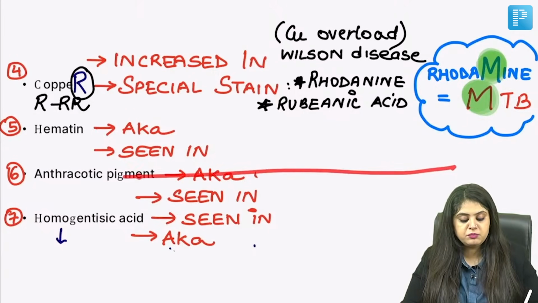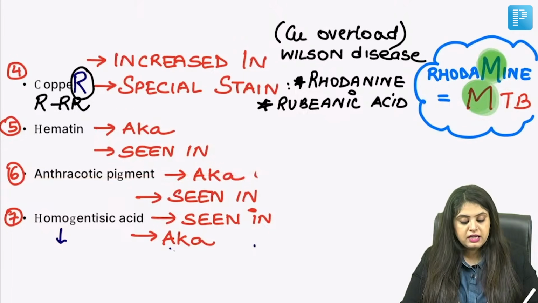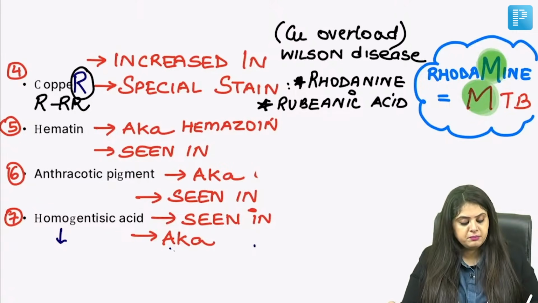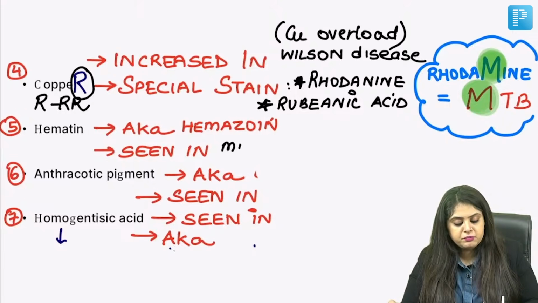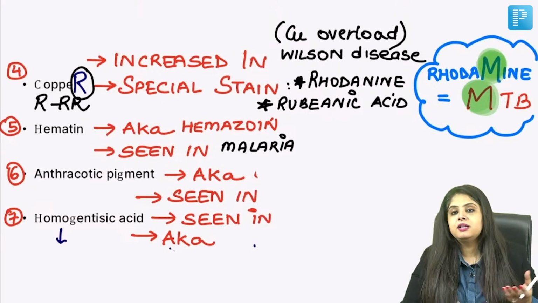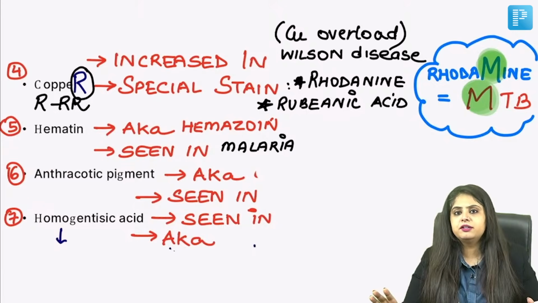Now let's come to the next pigment, hematin. Do you know the other name of hematin pigment is hemozoin? It sounds very difficult, but it is formed in a very simple disease, and that is malaria. Every rainy season when people have malaria infection, which pigment does it form? Hematin pigment, hematin, hemozoin, same thing. That's all that you have to know.